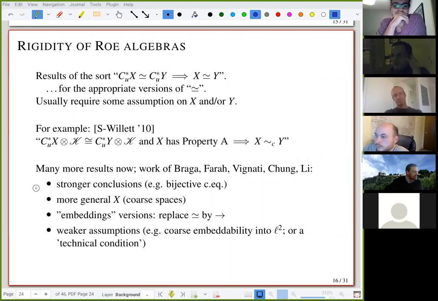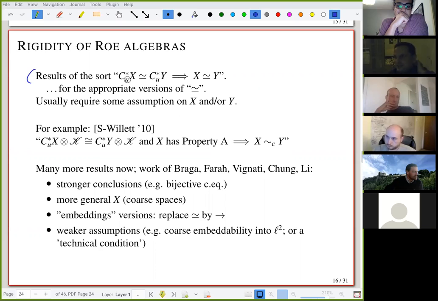So at this point, we connect with the rigidity of row algebras. So what is that? Well, those are results of the sort: something happens with the sister algebras, or the LP versions of these things, and that would imply something about the spaces, right? By something happens, I really mean some kind of isomorphism, or at least a kind of map or something like that. The first version was what I stated when I defined row algebras. So when the sister algebras are isomorphic, then the spaces are coarsely equivalent, right? So those are the kind of results that we call rigidity of row algebras results.